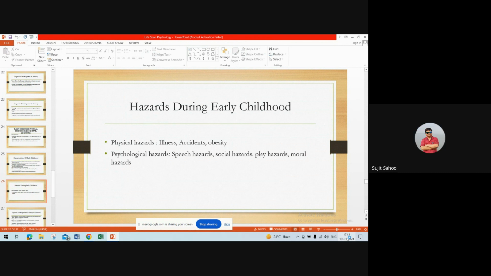Sir, all these problems occur, yes, due to caste or sex.